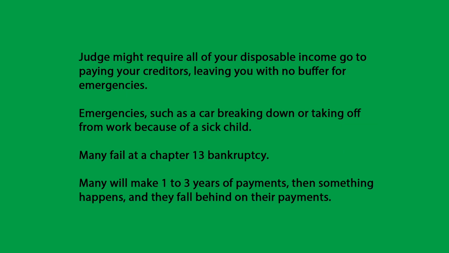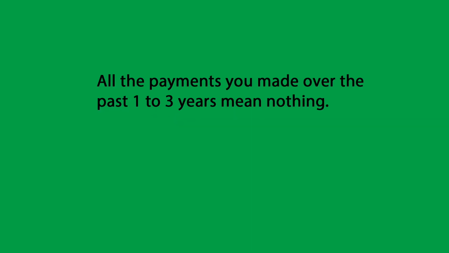When calculating your disposable income, the judge might require all of your disposable income to go to paying your creditors, leaving you with no buffer for emergencies. Emergencies such as a car breaking down or taking off from work because of a sick child. Many fail at a Chapter 13 bankruptcy. Many will make 1 to 3 years of payments, then something happens, and they fall behind on their payments. When this happens, all the payments they made over the past 1 to 3 years mean nothing.